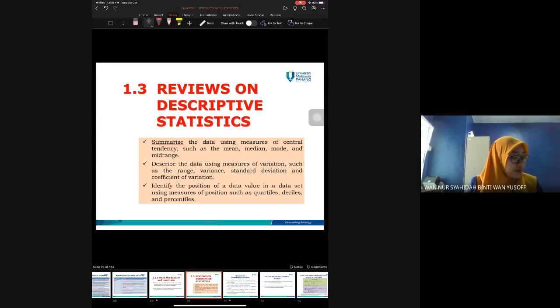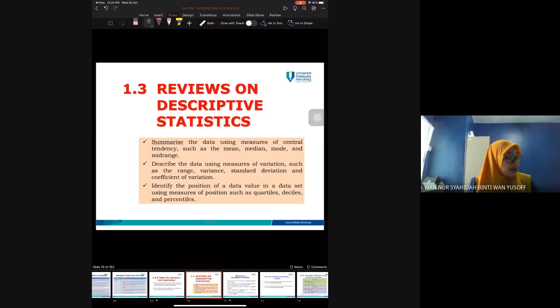And then we have measures of variation. With measures of variation, we measure the variability of your data set. Variability means how consistent your data set is, how good your data is, how consistent and how spread out the data set is. We have a few values here: range, variance, standard deviation, and also coefficient of variation.